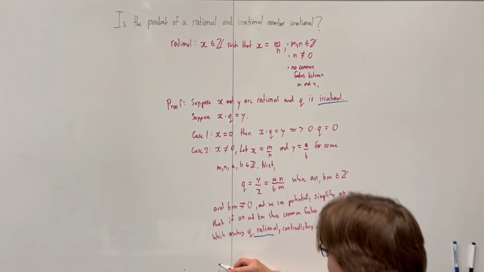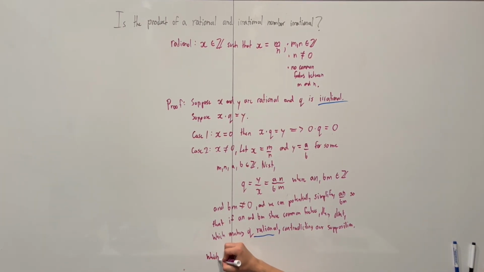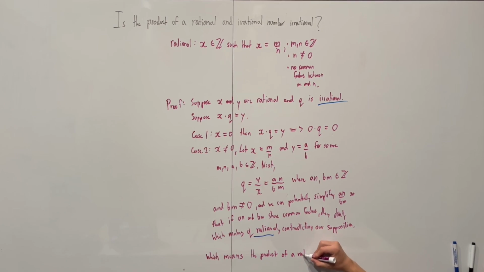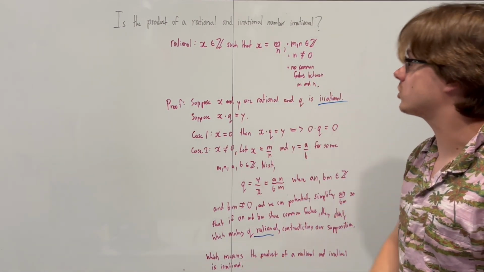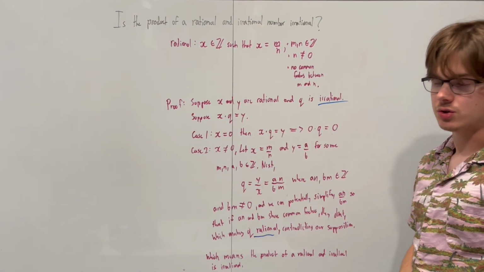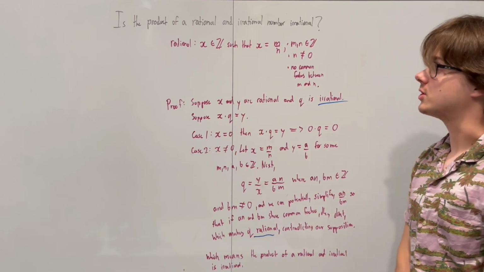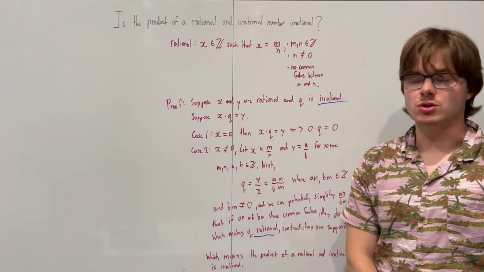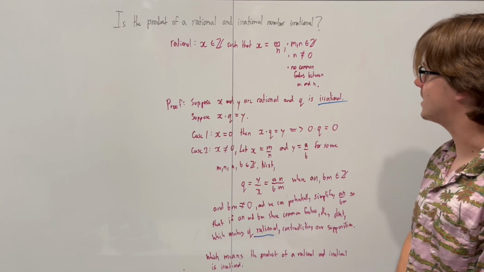So yes, we can say, which means the product of a rational and irrational is irrational. Again, because when it's rational, q has to be rational. So, awesome. We've just proven this by contradiction, so I hope this kind of made sense.